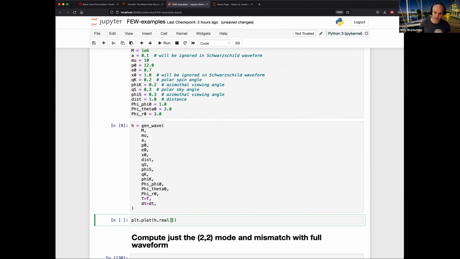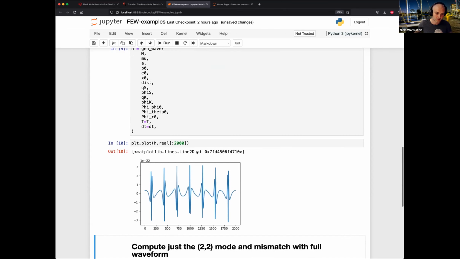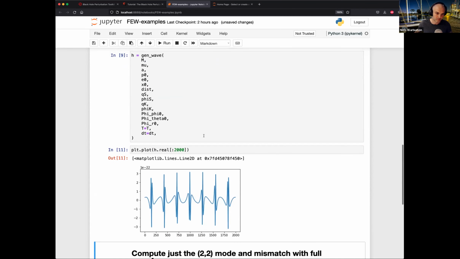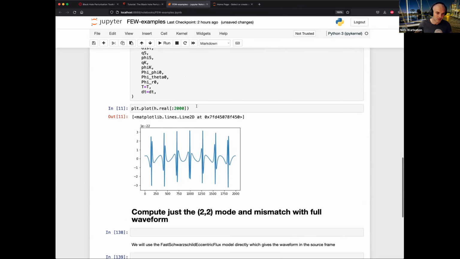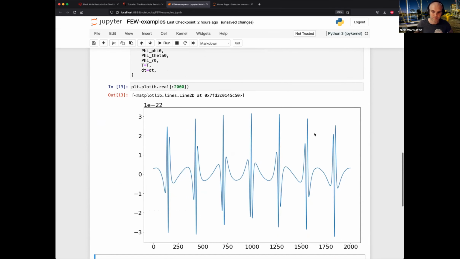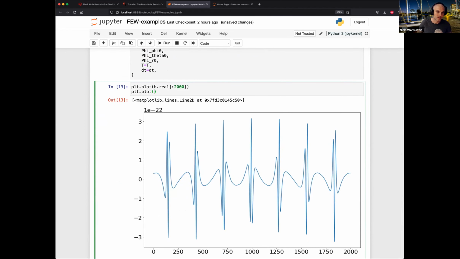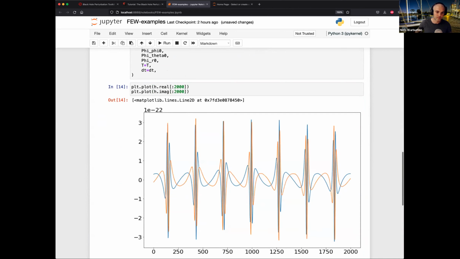So the real part, say, the first 2000 time samples. Don't know why that plot's not come up larger. There we go. And of course we can plot the imaginary part as well. So there you go. That's a highly eccentric waveform. So eccentricity 0.7, you can see these big peaks every time that the periastron passage is made.